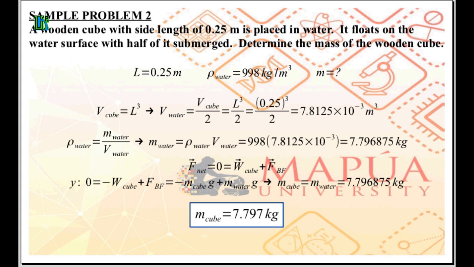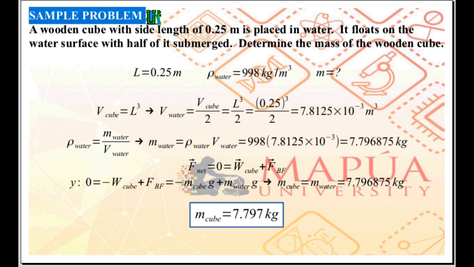Next, we have sample problem number 2. A wooden cube with side length of 0.25 meters is placed in water. It floats on the water surface, with half of it submerged. Determine the mass of the wooden cube.